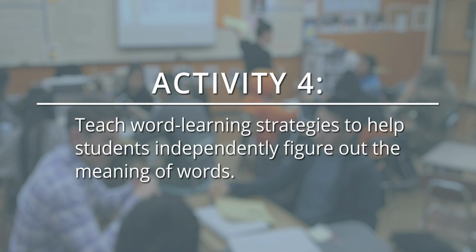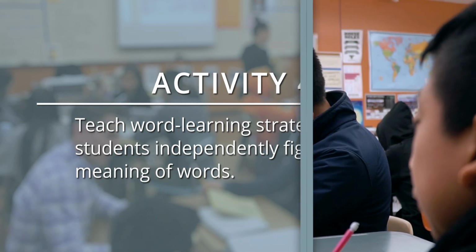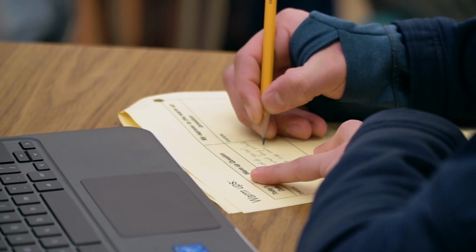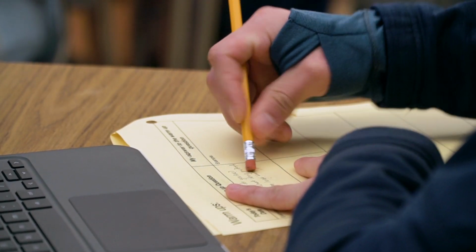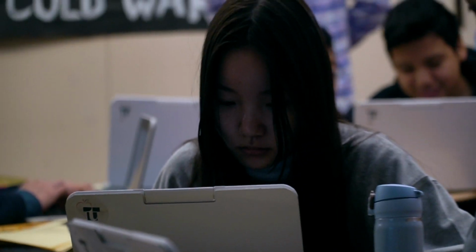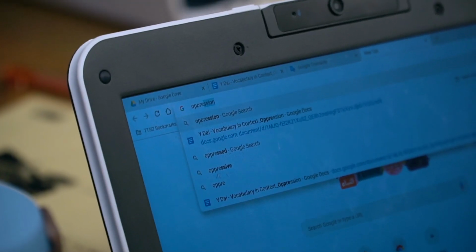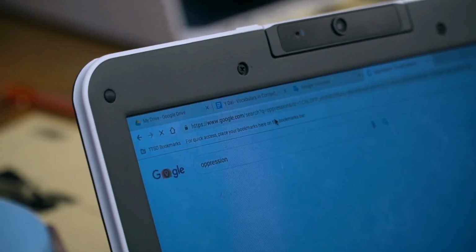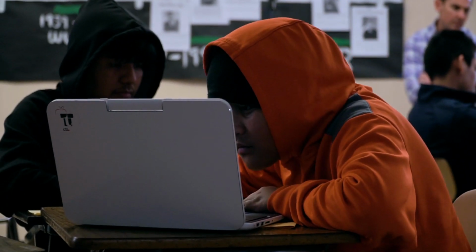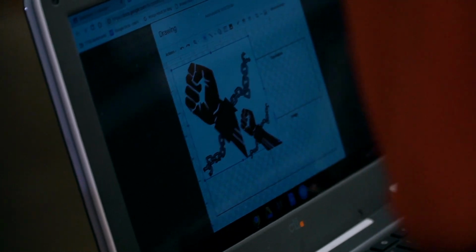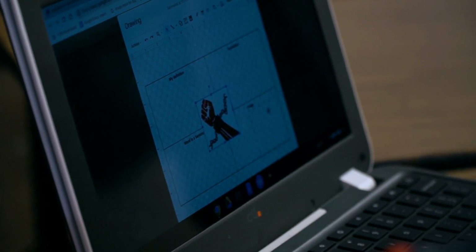Activity 4. Teach word learning strategies to help students independently figure out the meaning of words. This activity is grounded in student autonomy. Equipped with the understanding of word morphology, students will read more independently if they have the tools to unlock vocabulary and context. Multiple 21st century language proficiency standards such as ELPA 21, WIDA, California English Language Development Standards all emphasize this activity as an essential skill.